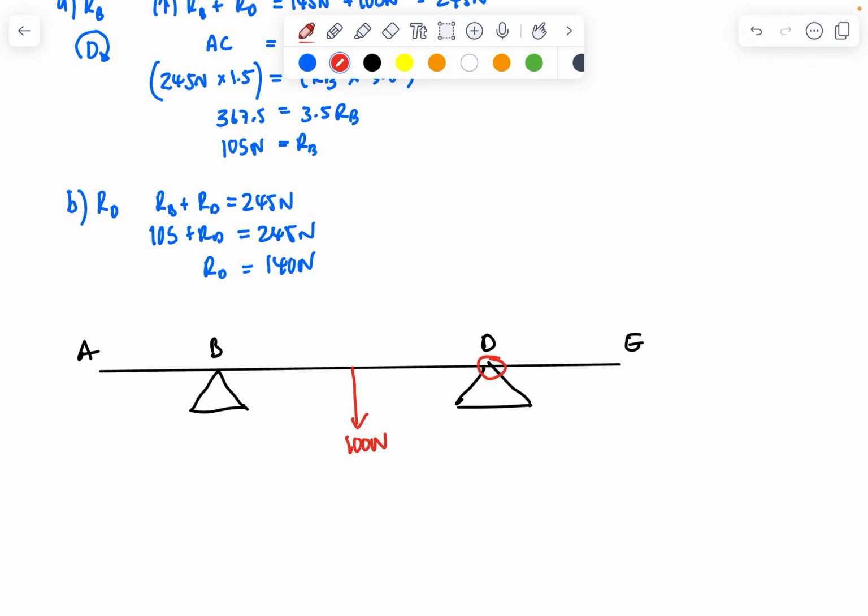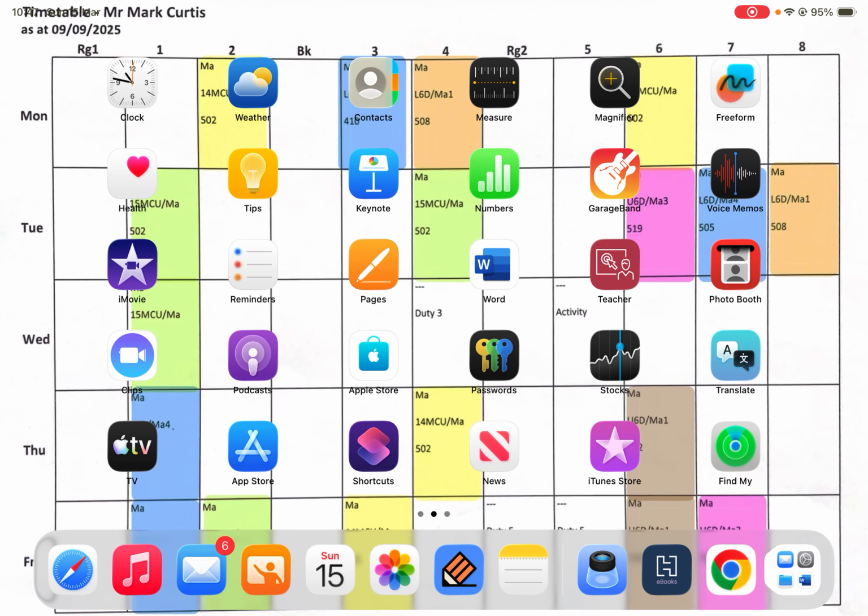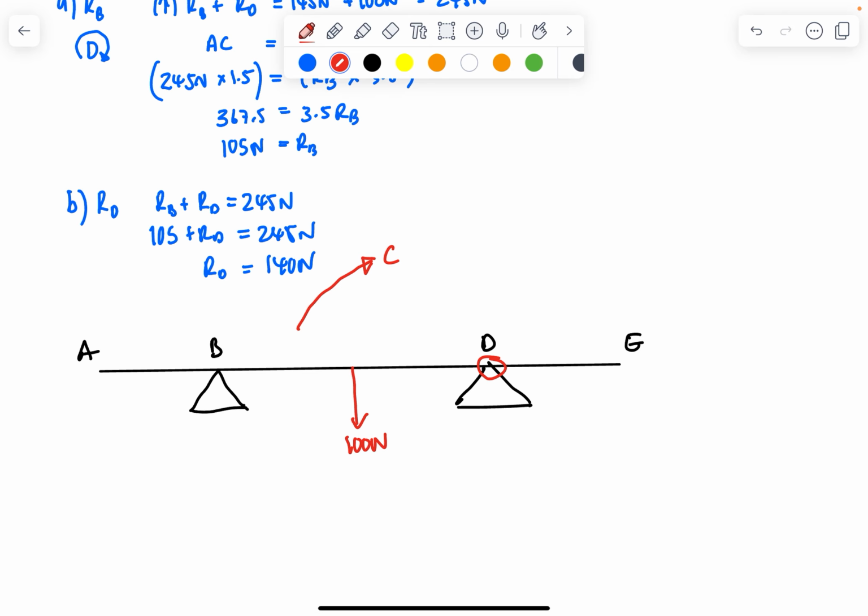But now, if it's on the point of tilting about D, that means that it must be going in the clockwise direction. Now, there's no weight on this side. So to make this tilt, that means that our child must be standing over here at some point F. So we need to know the distance from D of that point.